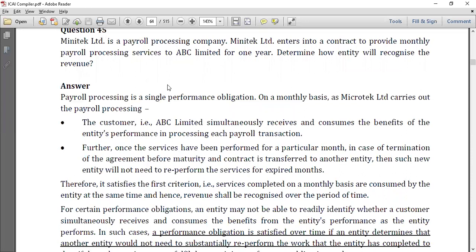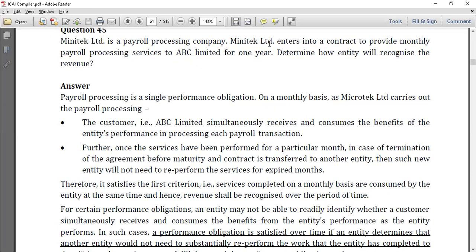We did 15 questions today. Minitic Limited is a payroll processing service. Minitic is entering into a contract to provide monthly payroll processing services to ABC Limited for 1 year. It is providing monthly services. Determine how the entity will recognize the revenue.